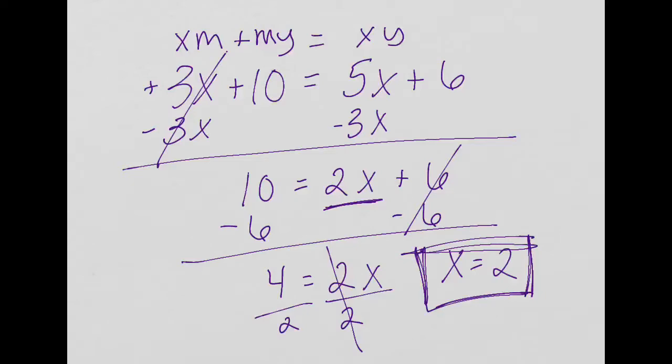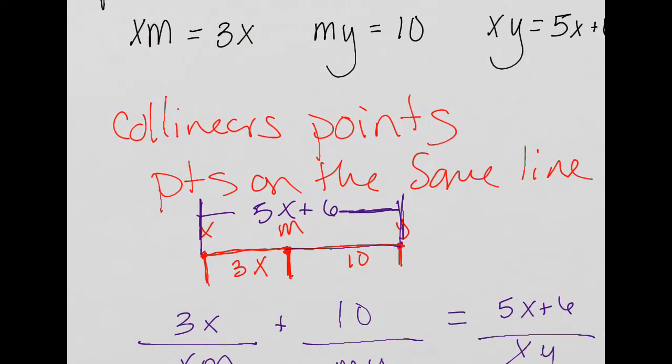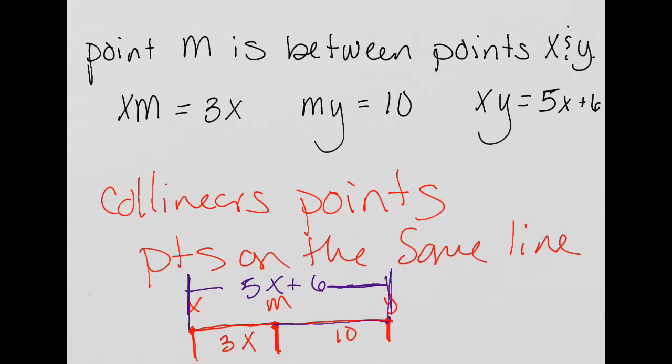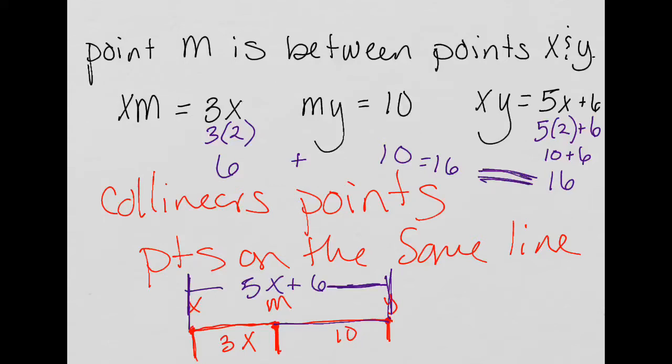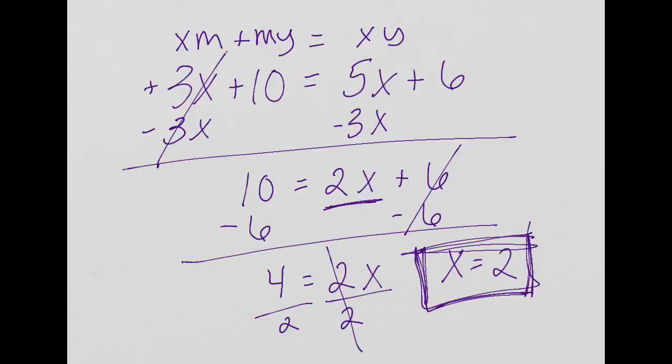Now a way to check your work would be actually to substitute that value in to make sure that XM plus MY would give you XY. So we said that x was 2. So for XM, 3x or 3 times 2 would be 6. I already have MY to be 10. And I add those up, I should get an answer of 16. So for XY, if I plug in 2, 5 times 2 is 10, 10 plus 6 is 16. They are the same, or equal. Therefore, I know my answer to the equation of x equals 2 is correct.